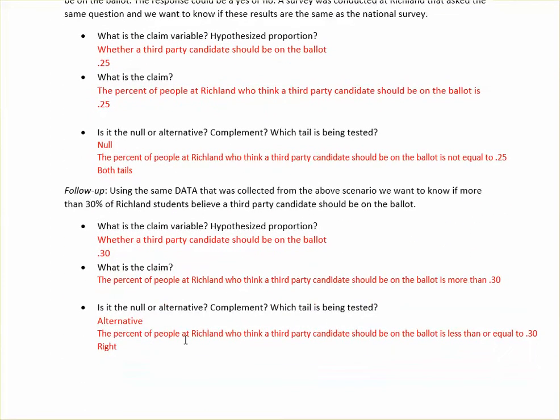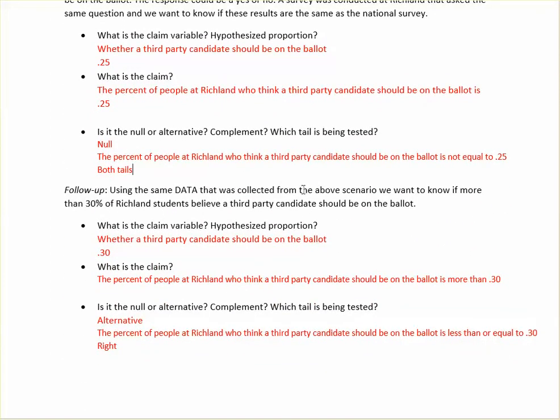All right, so follow-up. Using the same data that was collected from the above scenario, we want to know if more than 30% of Richland students believe a third-party candidate should be on the ballot. So what is the claim variable? Well, it's still whether the third-party candidate should be on the ballot or not, but this time the hypothesized proportion is 0.30, that 30%. What's the claim? The percent of people at Richland who think a third-party candidate should be on the ballot is more than 0.30, because we want to know if more than 30%.